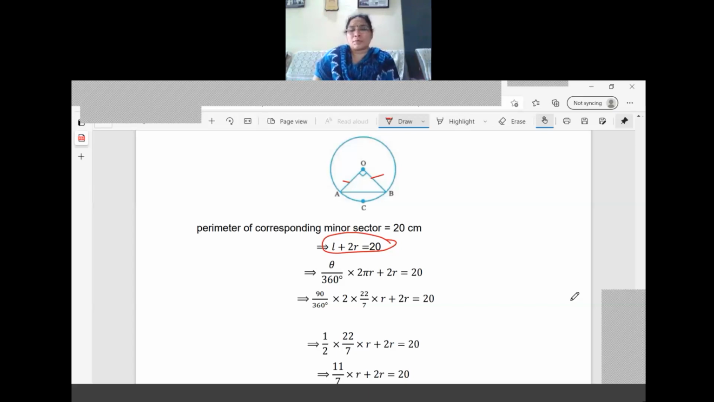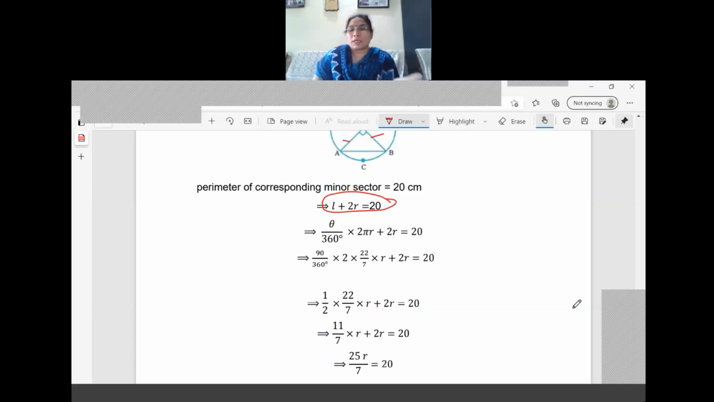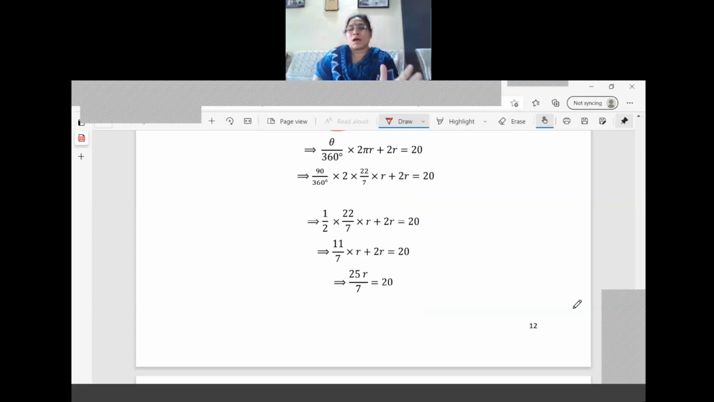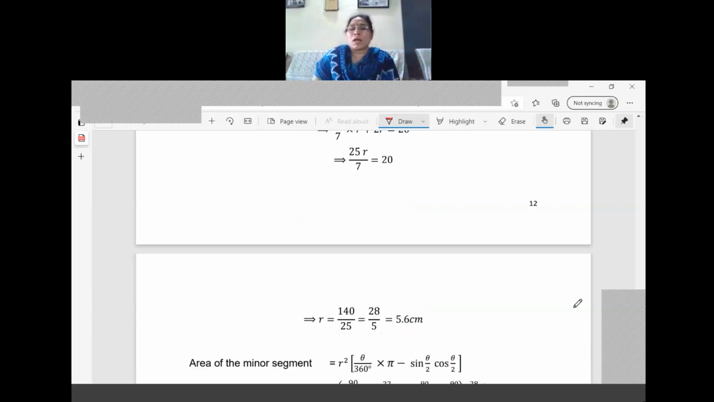Now we have 90 by 360 and 2, it will cancel. Final answer is 1 by 2. Then 22 by 7 into r plus 2r. I'm not explaining that much. You can go for r value. What is R value? R equal to 5.6 centimeter.